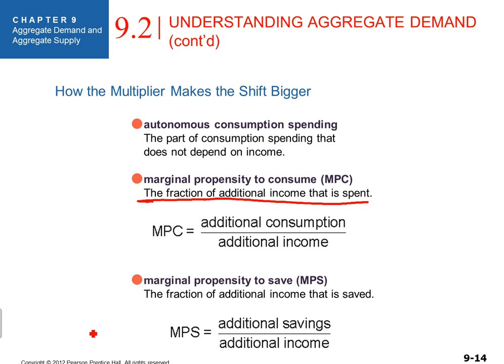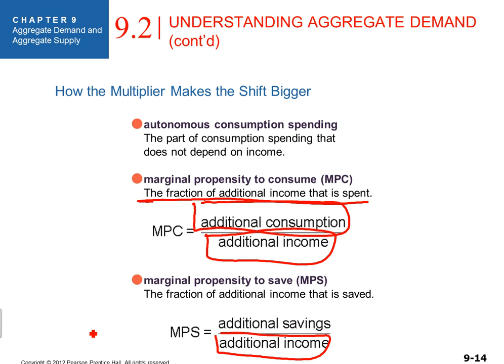Marginal propensity to consume is if you get additional income, let's say you get an additional $1, how much of that are you actually going to use for consumption? So if you get an additional $1 and you spend 80 cents of that additional $1, then your marginal propensity to consume is 0.8. And then we also have what we call marginal propensity to save. If you get an additional $1 of income, how much are you actually going to save?